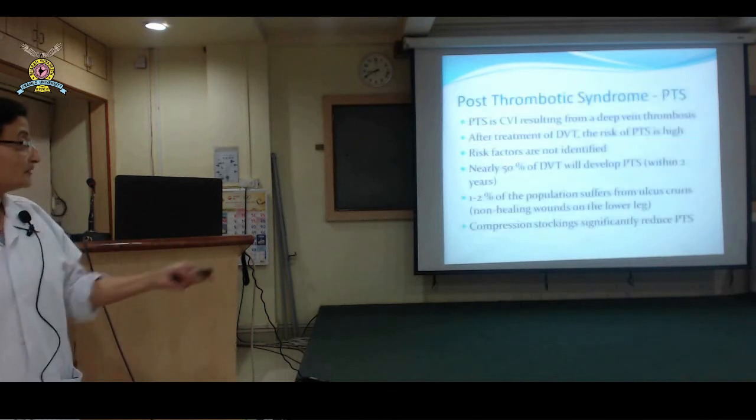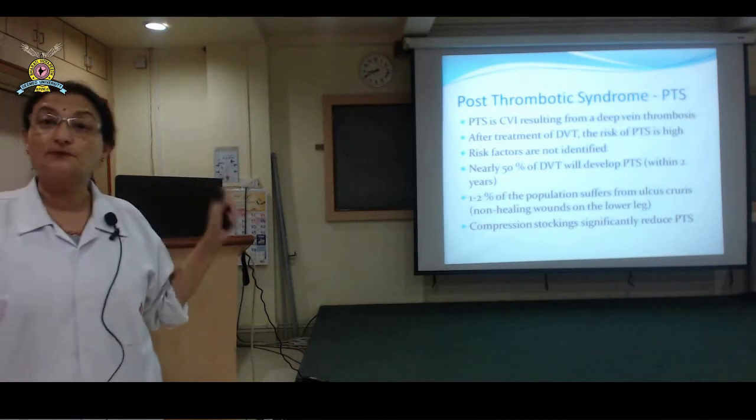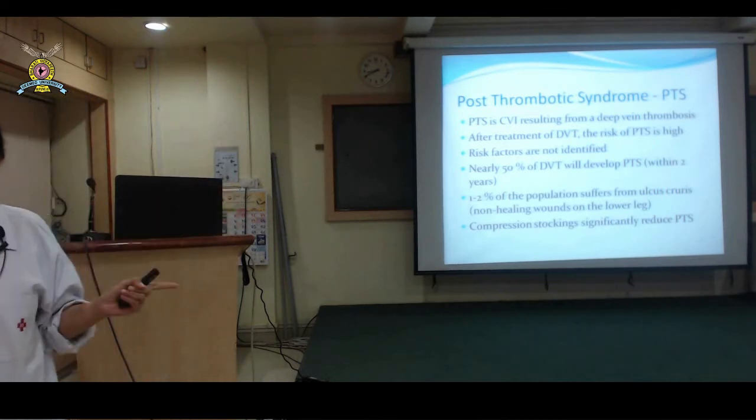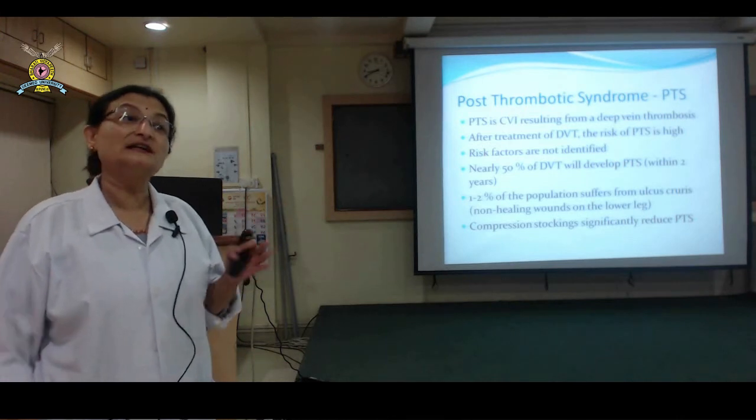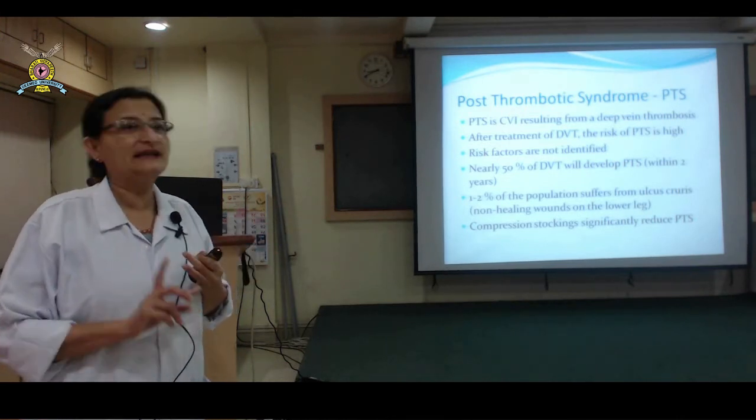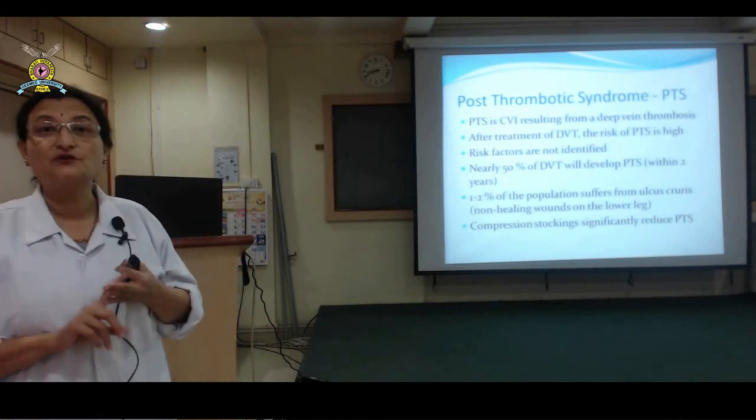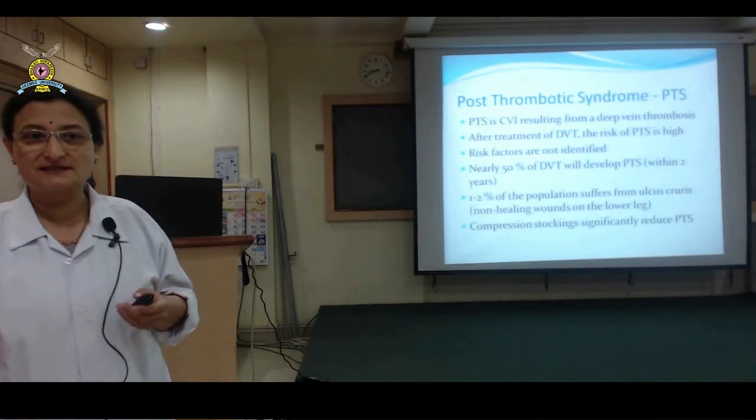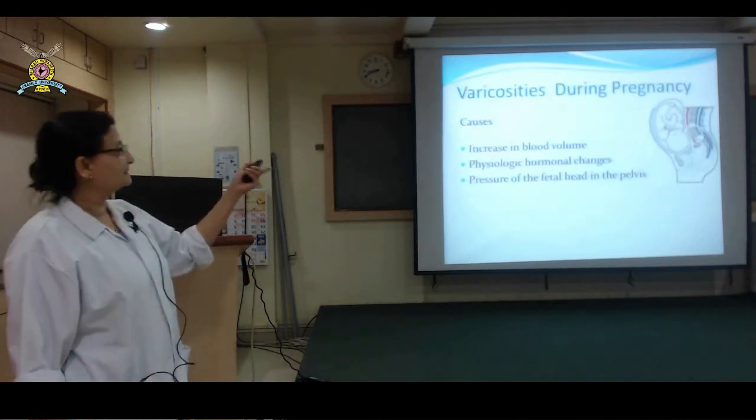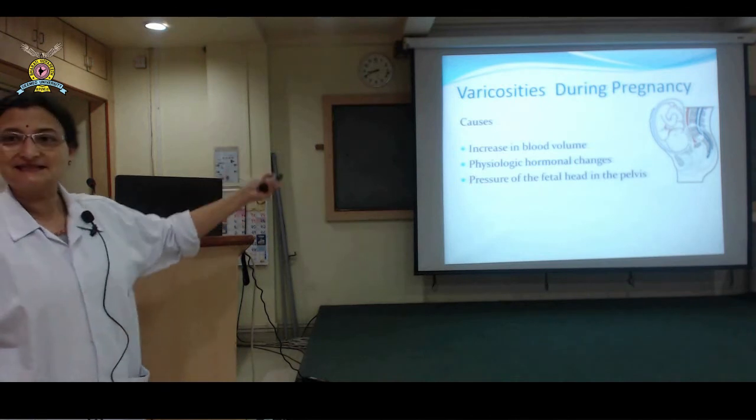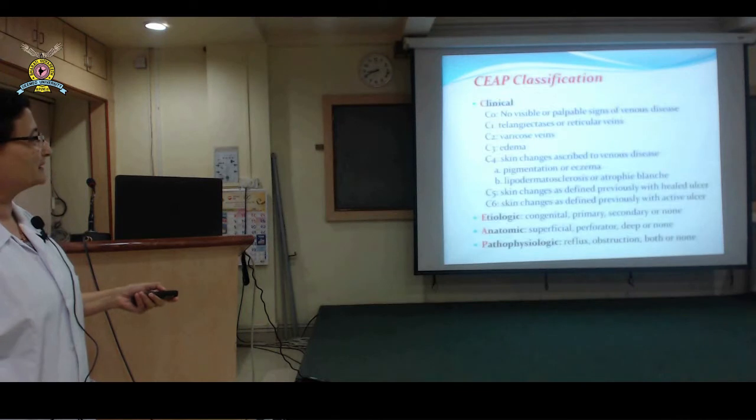So the best thing to give them is the compression stocking. Okay, for a post-thrombotic limb, either vascular surgery repair or compression stocking. It will give them immense pain relief and it will also help in healing of the ulcer. But you cannot remove their superficial veins. Okay, fine. So I think this was misplaced. This is the secondary varicosity because of pregnancy. We have already spoken about it.